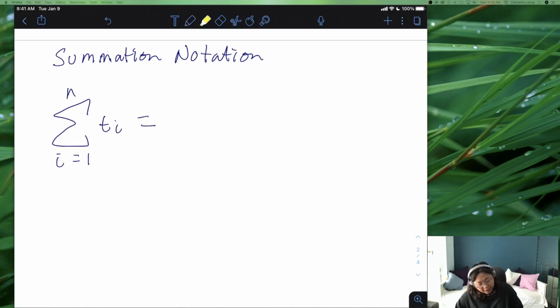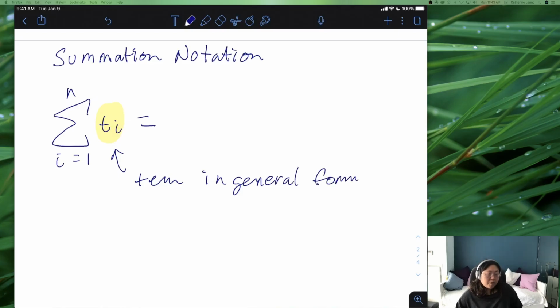So over here, we have this t_i. This is a term in general form. Okay, so it's a term, but it's sort of a general expression for a single term. Now this i is basically just a little variable, and it's going to take on a series of values for the sum. Now, over here, the i, you see the i is also present right here. There's an i here as well.